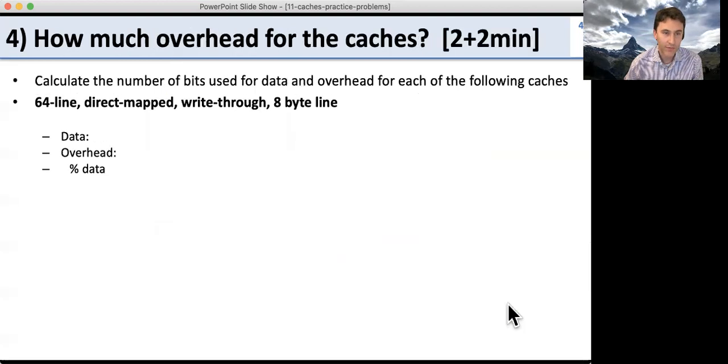Okay, now let's take a look at the overhead we have for these caches. So go ahead and calculate the number of bits that we use for storing the data and the bits we use for storing the other things, such as the tag and the dirty and valid bits, to figure out how efficient our caches are.